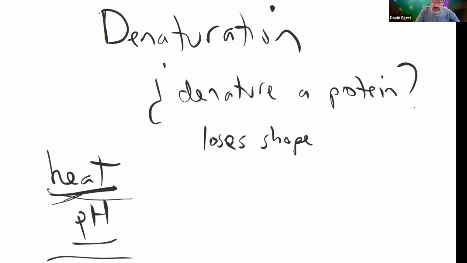What else can denature proteins? Radiation. Yeah, that actually can. That kind of just rips all sorts of stuff apart. I'm going to say you can actually mechanically do it as well.